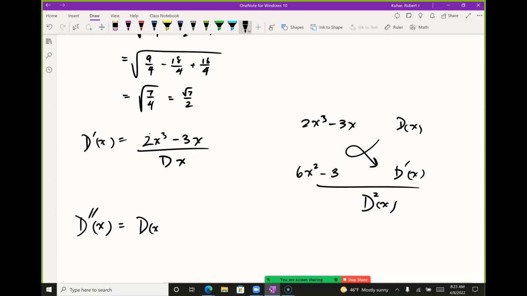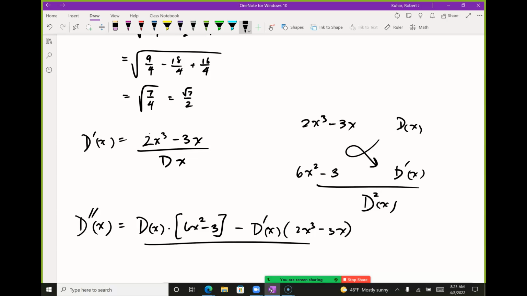So I get d of x times 6x squared minus 3, minus d prime of x times 2x cubed minus 3x, all over d squared of x. Can I leave the original function d in there? Yes, it's just going to get messy. It gets messy, that's all.